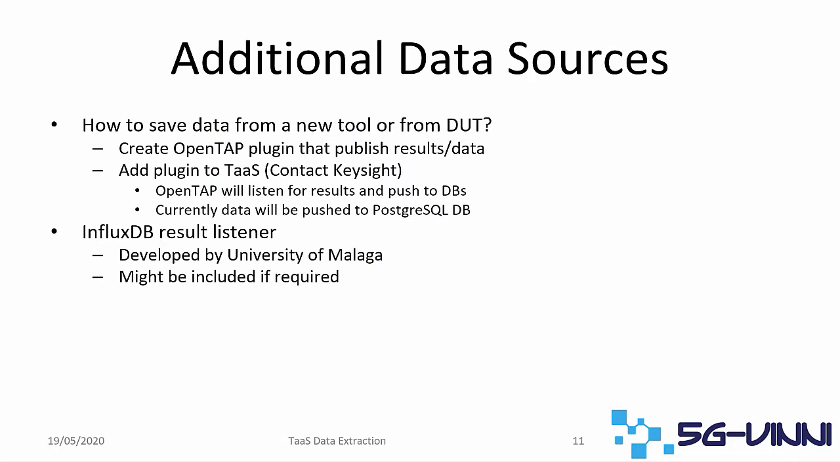If you have a specific request to include data from another source, you are naturally very welcome to push the process. You can do this by creating a plugin to control what you need and to publish the data of interest. Once the plugin is added to the TaaS, the results will be pushed to a database by a result listener. Currently, we use a PostgreSQL result listener in TaaS. We have an InfluxDB result listener, which is created by the University of Malaga, which might be included if required.